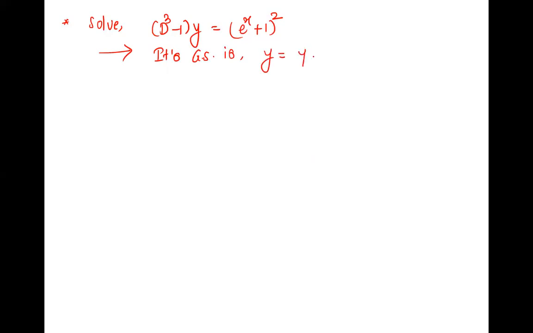Okay, so the question is: solve (D cube minus 1) y is equal to (e raised to x plus 1) whole square. How is the form? It is phi(D) y is equal to f of x. Therefore, its general solution is, what is the general solution? Y is equal to YC plus YP.